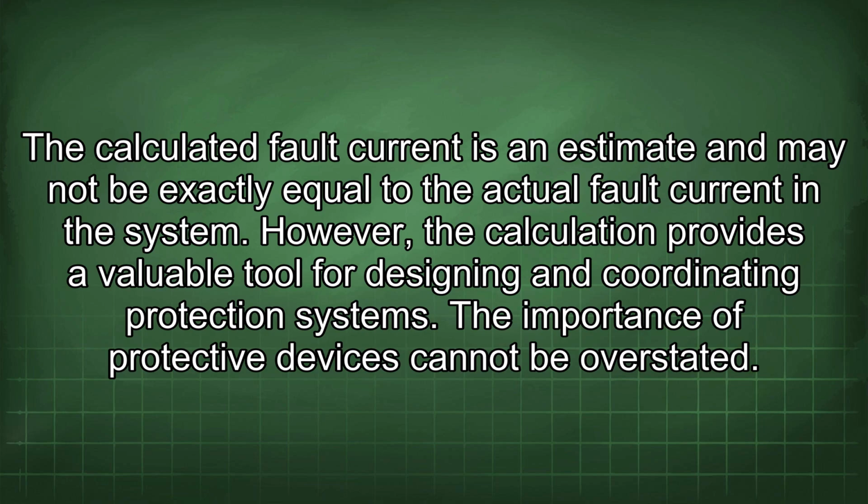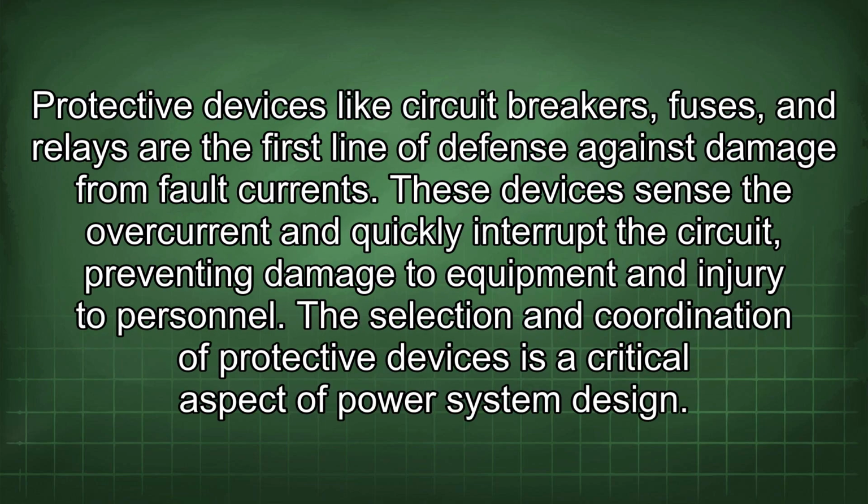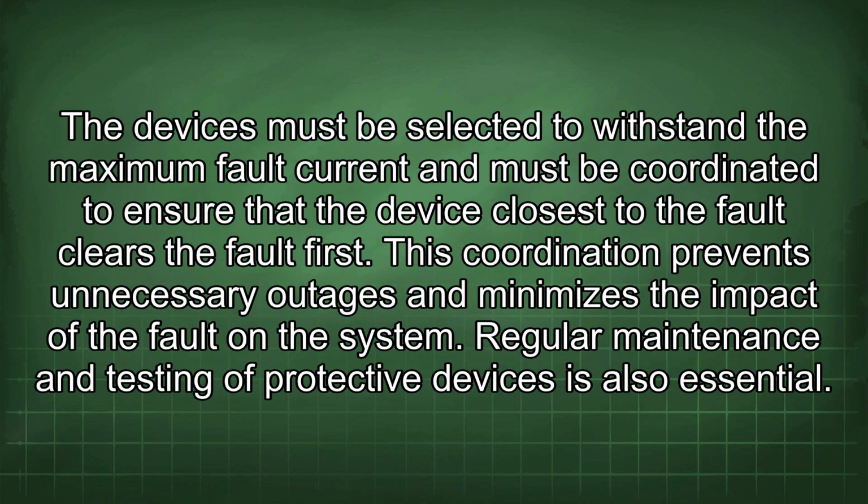The importance of protective devices cannot be overstated. Protective devices like circuit breakers, fuses, and relays are the first line of defense against damage from fault currents. These devices sense the overcurrent and quickly interrupt the circuit, preventing damage to equipment and injury to personnel. The selection and coordination of protective devices is a critical aspect of power system design. The devices must be selected to withstand the maximum fault current and must be coordinated to ensure that the device closest to the fault clears the fault first. This coordination prevents unnecessary outages and minimizes the impact of the fault on the system.